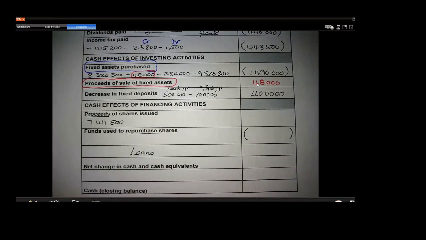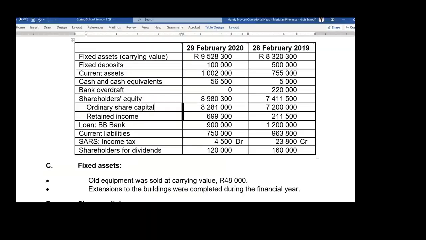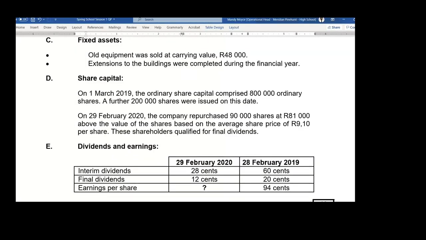So this is not really an easy one, guys. Let me show you here. What do they give you here? They say 90,000 shares were repurchased at 81,000 above the value of the shares based on the average price. So the 81,000 is also an indicator, and there's your average price. So how did the repurchase affect your ordinary share capital account? I'm just going to put the calculation in there. I lost 90,000 shares at an average price of 9 rand 10 cents.